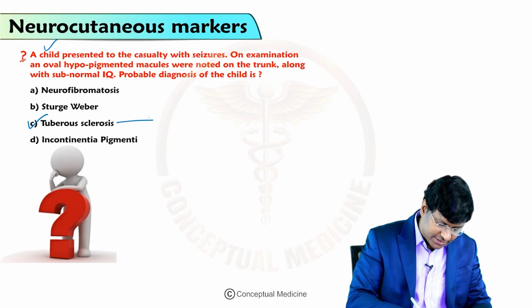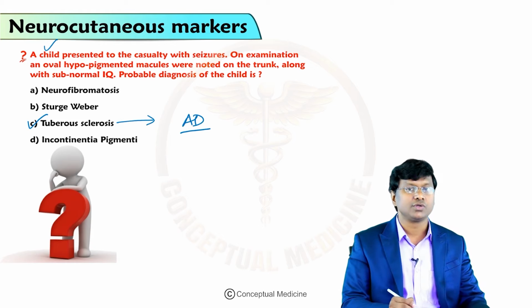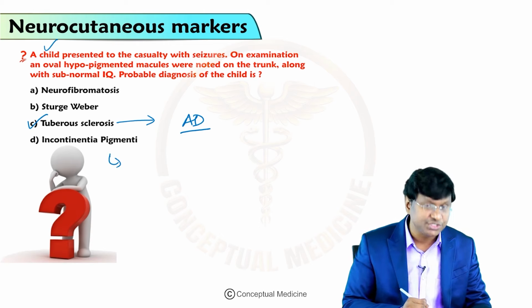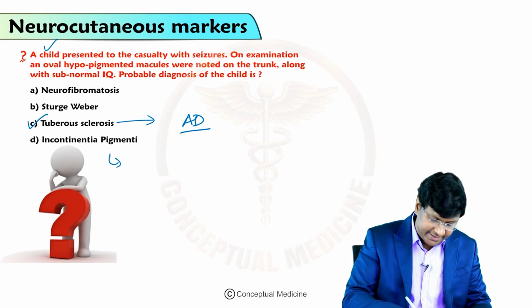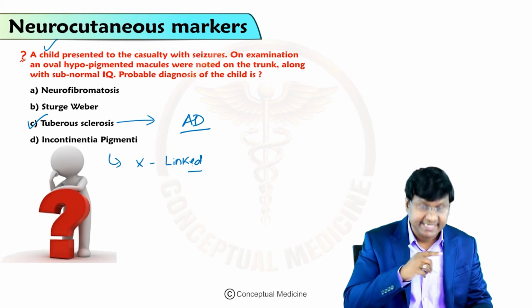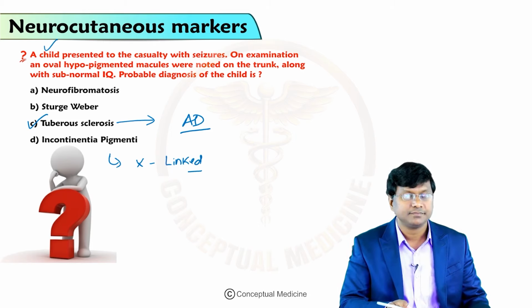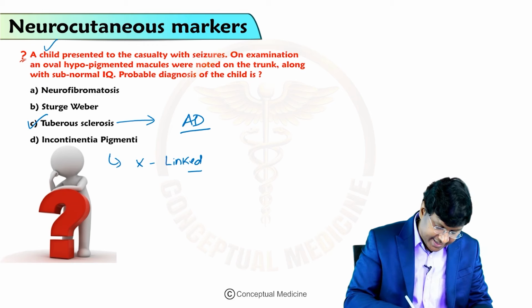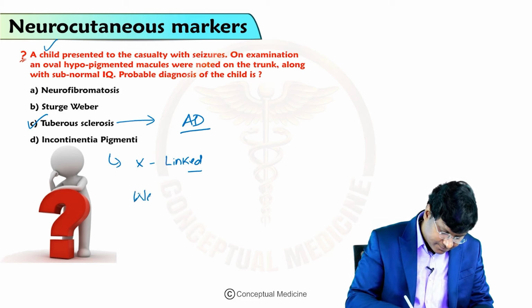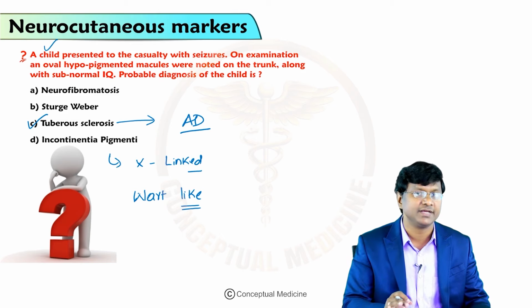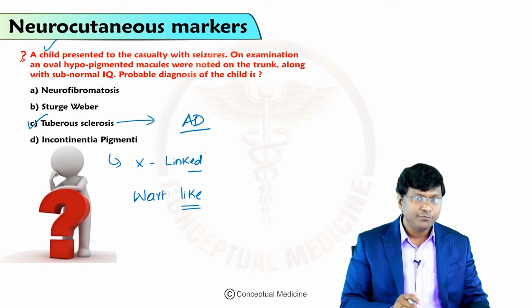And in tuberous sclerosis, the type of inheritance is autosomal dominant, whereas incontinentia pigmenti is an X-linked dominant disorder, right? And what will be the characteristic skin manifestations? You have a wart-like rash, and you also have the presence of blistering or blisters.